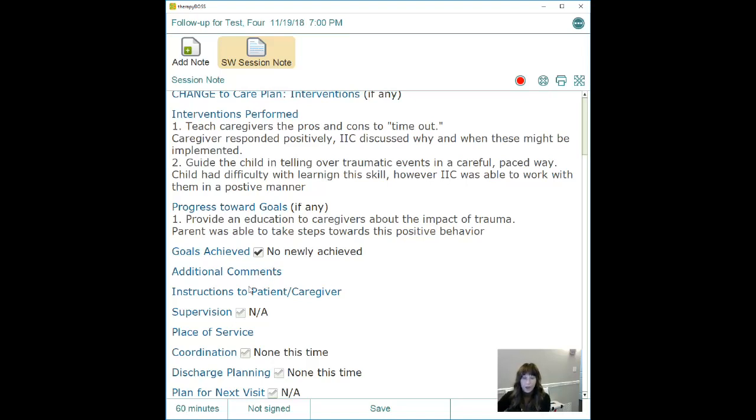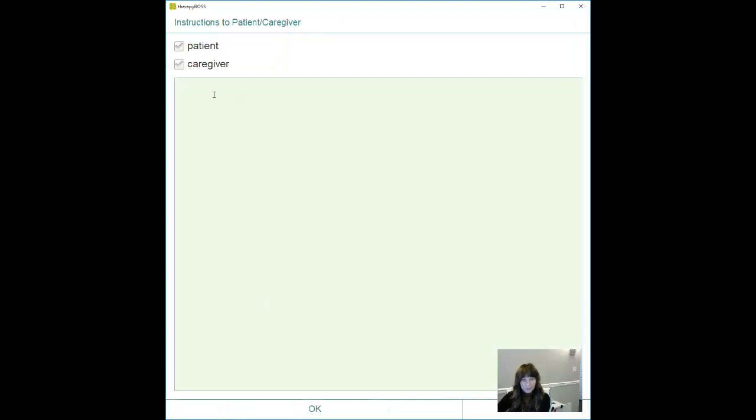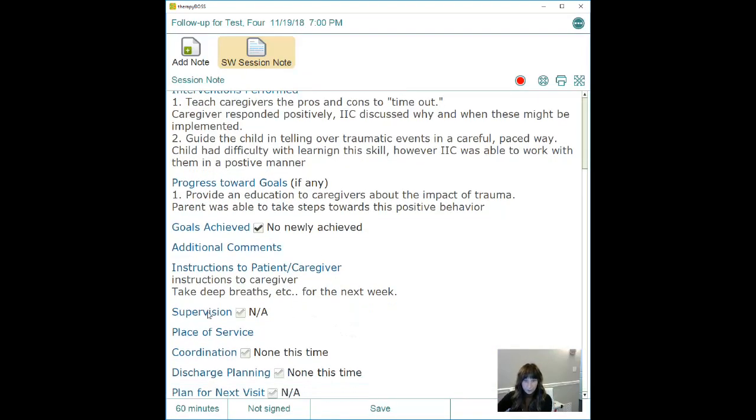Perhaps not. Instructions to patient or caregiver. This is something that needs to be filled out. What were the instructions that you gave them? So in this case, you might be working with the mom in ARC row, and you would probably put in the homework from your ARC row curriculum. If you're not working with ARC row and you're working with the patient, you might give instructions such as take deep breaths, etc. for the next week. Put in one of the interventions that you're putting in.